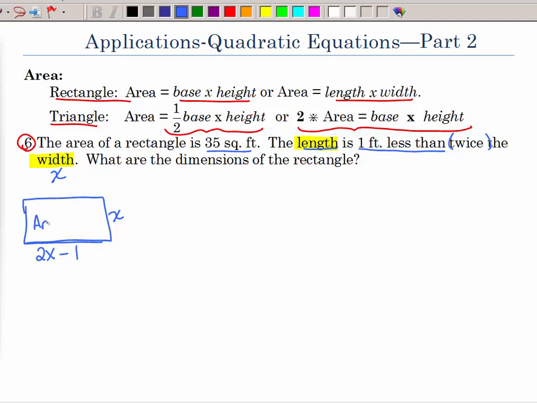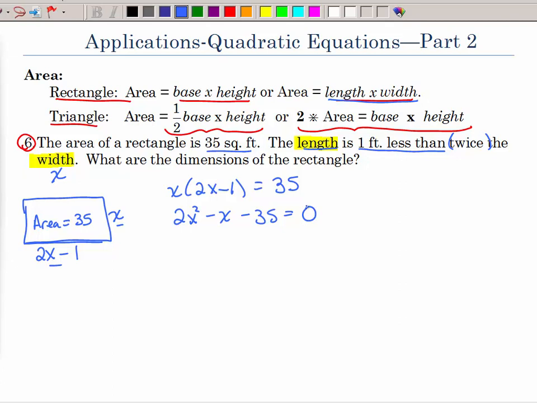Right? Go back to the area was 35 square feet. So how do you get to the area? You want to multiply that length and width. So I want to multiply these two things. So x times 2x minus 1 equals 35. I'm going to multiply that out. I'm going to bring the 35 over because it's a quadratic and set it equal to 0.